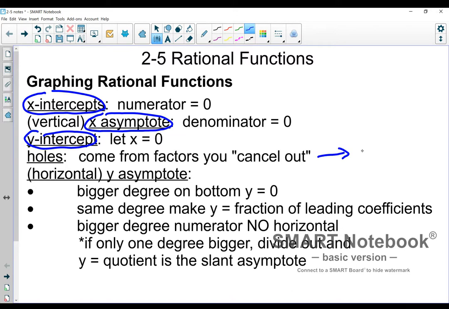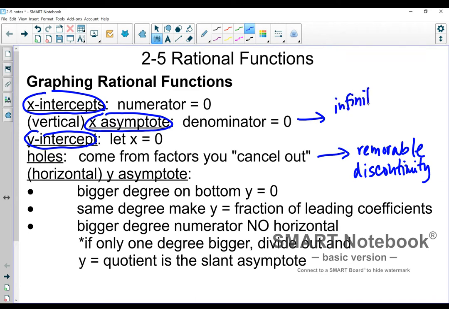And I would say that this is going to be removable discontinuity. Removable because if we remove the hole, then it would be continuous. We should also add that when our denominator is equal to 0 and we have vertical asymptotes, that is infinite discontinuity, because our function will approach infinity along that asymptote. So infinite discontinuity.